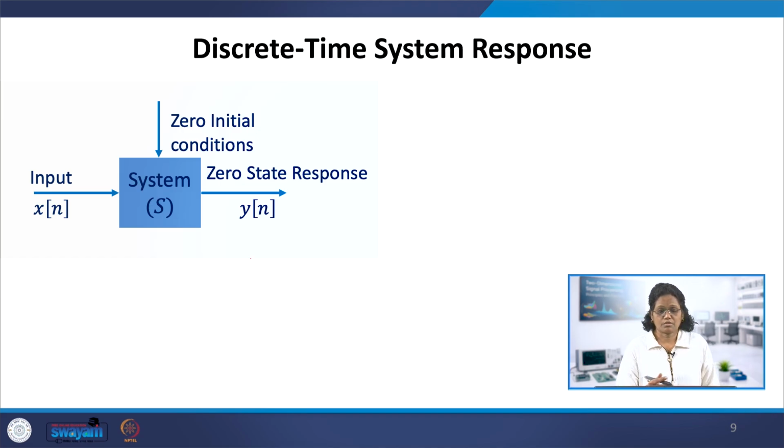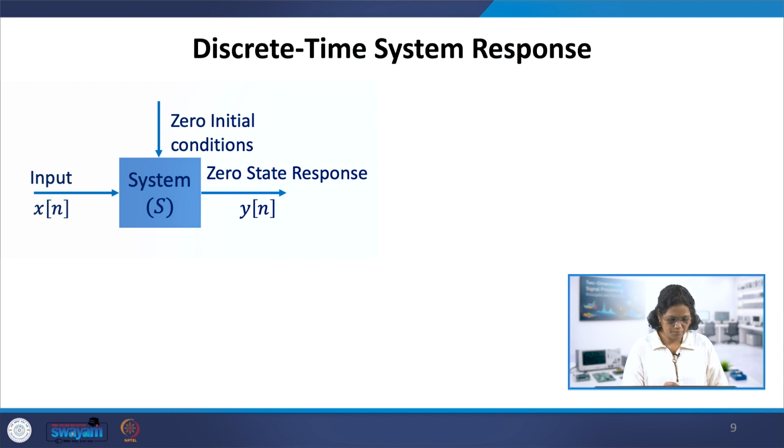So after the classification of systems, we will now see the system responses. How do we get the system response? For a linear system, as we referred to in the previous lecture, there are two independent causes for the system response. What are those causes? One is due to the input, and the other is due to the initial conditions. So the system response has two parts: one due to the input applied to the system, and the other the response due to the initial conditions.